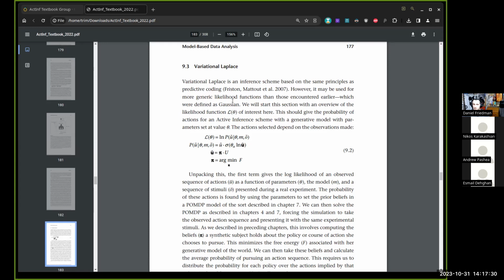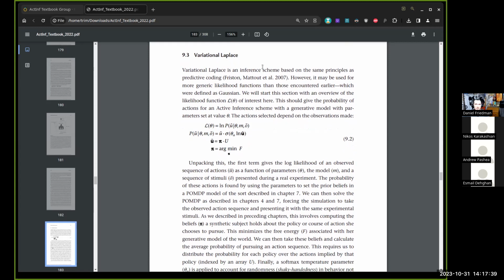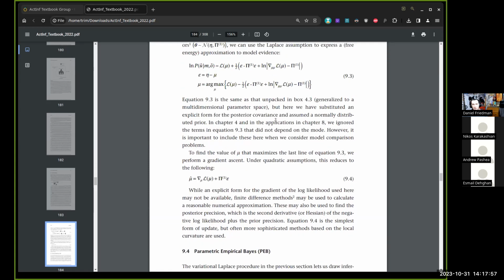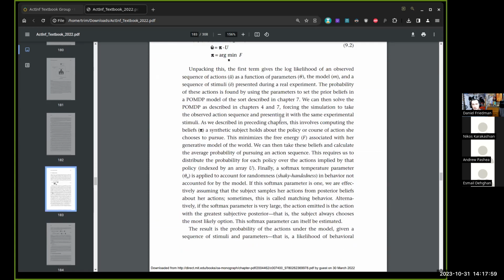Okay, that's 9.2. 9.3 is going to connect us with a statistical method that's used in a lot of statistical approximation algorithms, and it's discussed in SPM a lot as well. So variational Laplace may be used for more generic likelihood functions than encountered earlier, which were defined as Gaussian. We won't go through all of the details here.